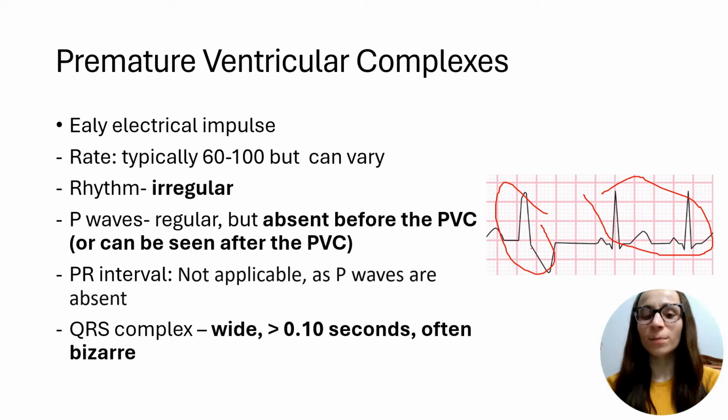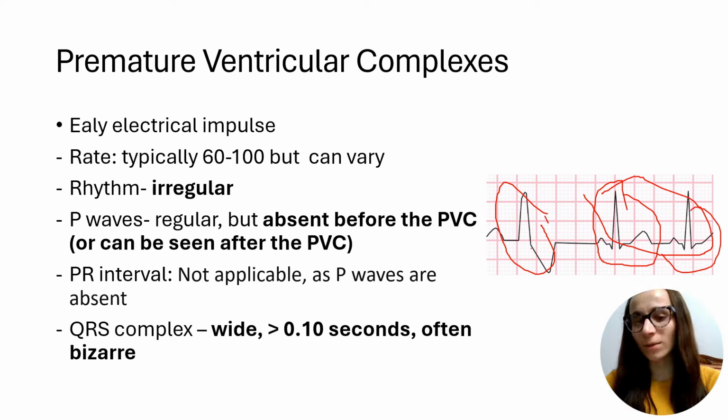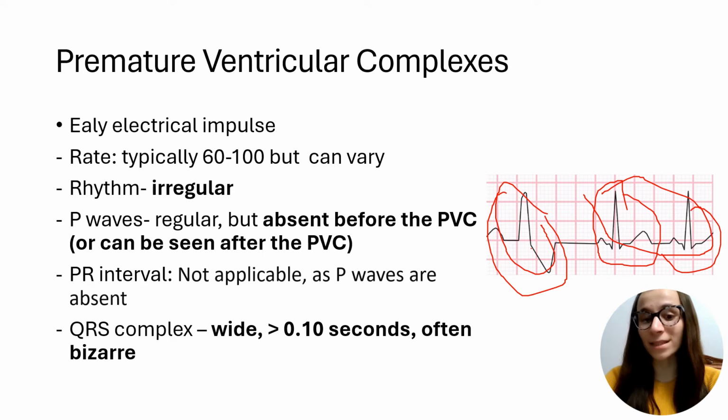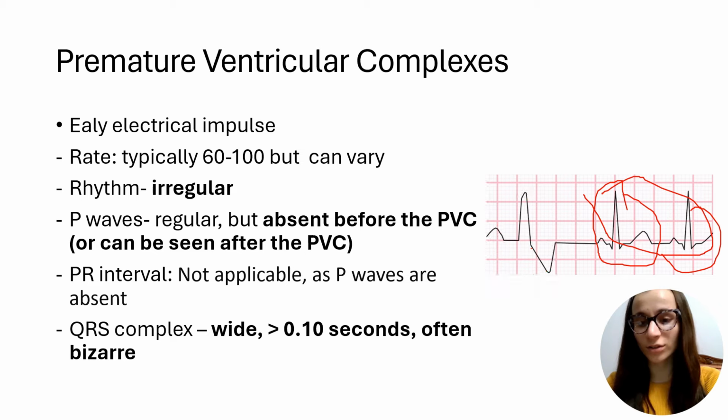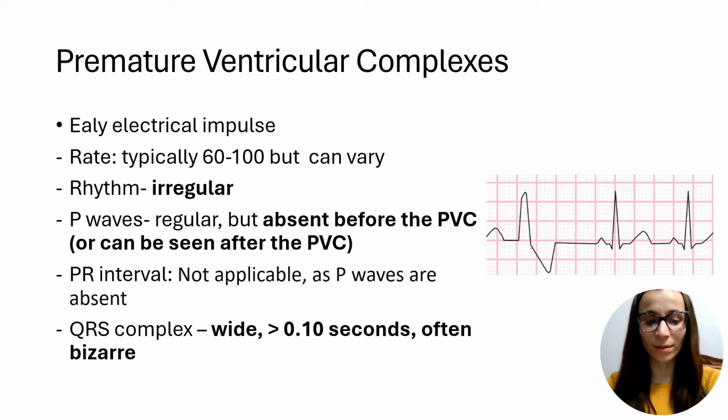And in terms of the P wave, it's going to be regular, except before the PVC, where it's going to be either absent or it's going to be after the PVC. So in your typical regular ones, you're going to have a P wave, QRS and T, P wave, QRS and T. But the PVC one is going to look very different. Either it's going to be absent or you're going to see it after the PVC. And of course, it's just going to come in randomly, or early, quote unquote. So the R to R is going to be irregular. So what you're really looking for is just a bizarre, widened QRS complex that's coming earlier than it should.